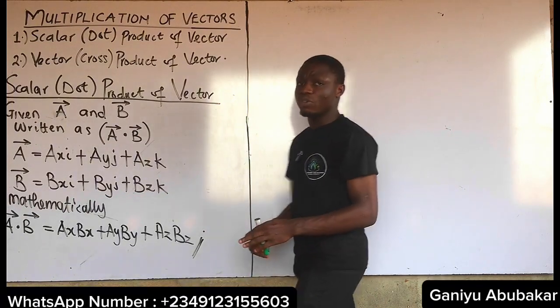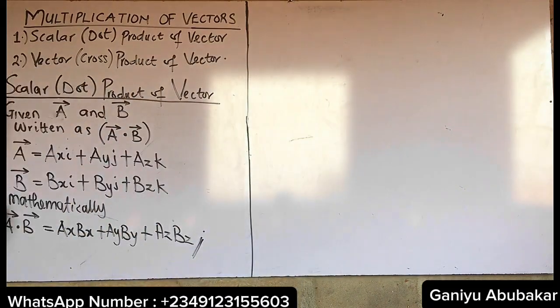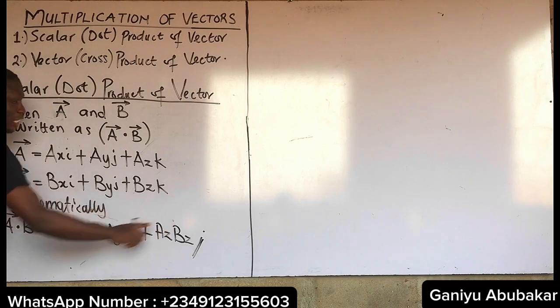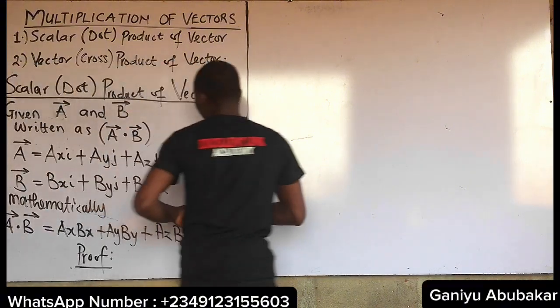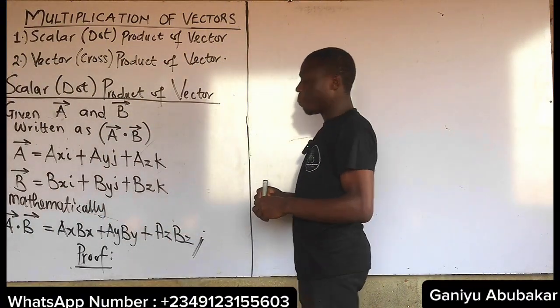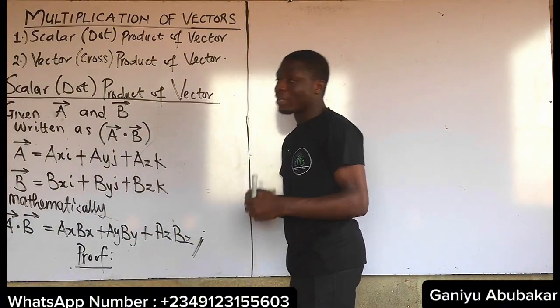So let's prove this one here. Why is it that if I multiply two vectors, I'll have this expression? Let's prove this concept here. To prove this concept is quite simple.